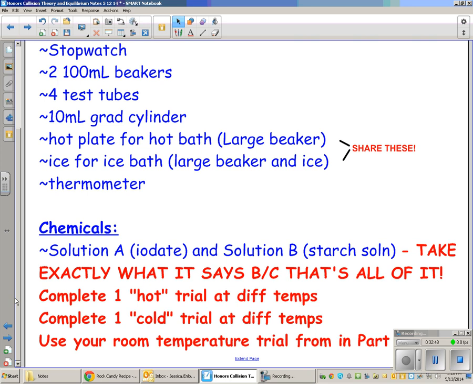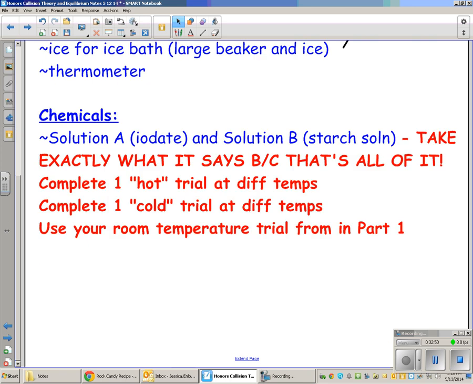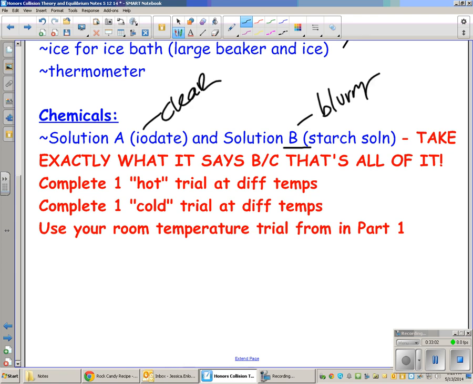The first solution has the iodate or iodine substance in it. It's clear. The solution B has the starch in it. Starch is like cornstarch kind of stuff. It's really blurry. So remember, B, blurry, is how you know, if they're not labeled back there. Jared, hold up the blurry one. So that one's blurry, and the other one is clear. So solution A is the clear one, solution B is the blurry one. Okay, put it back down, thank you.